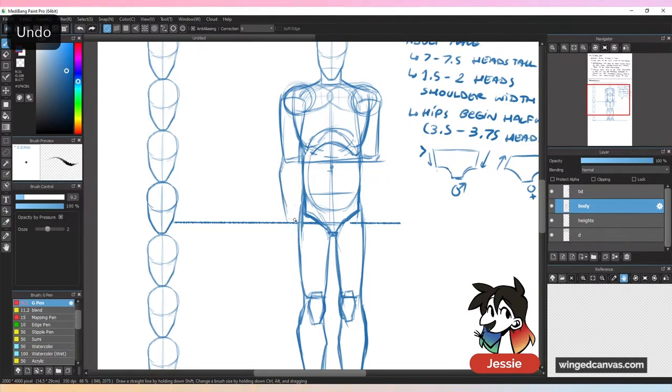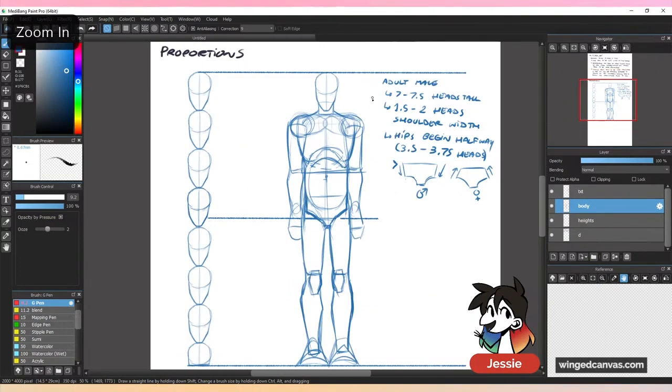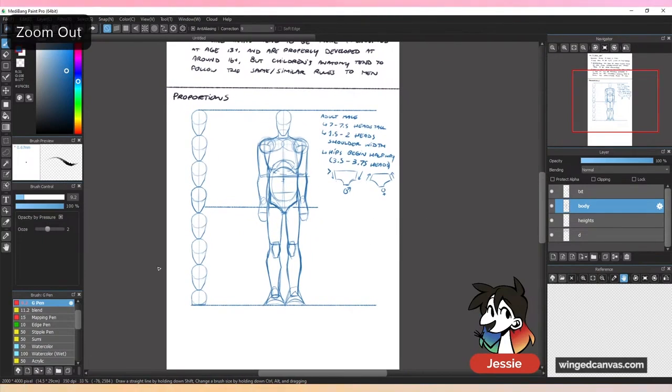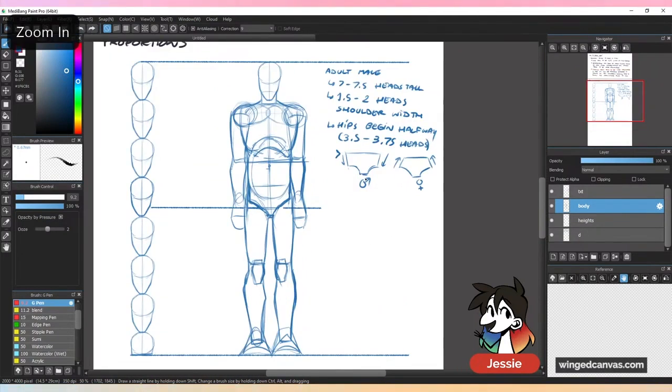Bring your forearms down. Wrist tends to be right at the hips. So then your fingertips can end around halfway down your thigh. It's about anywhere between 1/3 to 2/3 on your thigh is where your fingertips tend to end. So it tends to be kind of something like that.